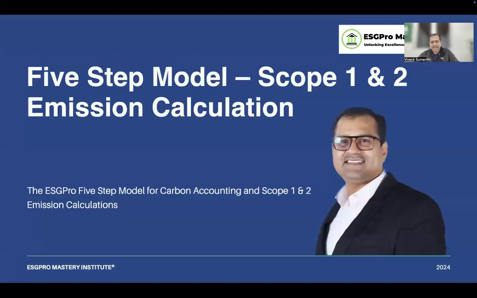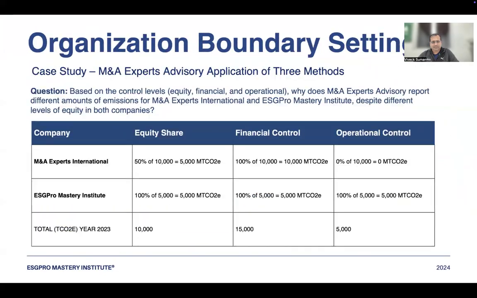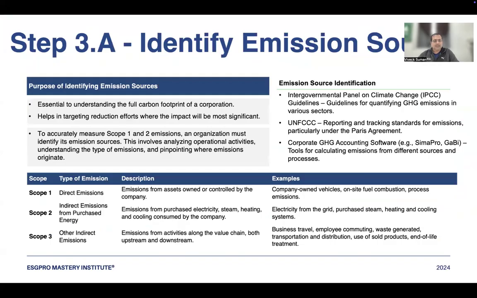Okay, so let's go back. Now, how to identify different emission sources? Because whenever we talk about GHG inventory, we always talk about three things. Baseline setting, if you remember, we discussed that. Then we talk about the hotspot, the emission source hotspot, right? To find that hotspot, you need to first know where the emissions are happening. And for that, this particular slide is helpful.